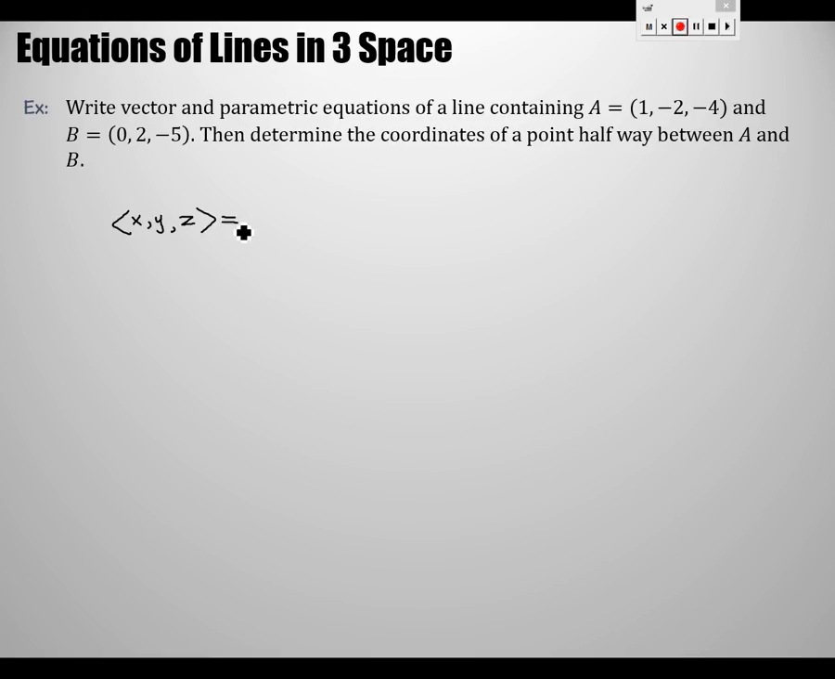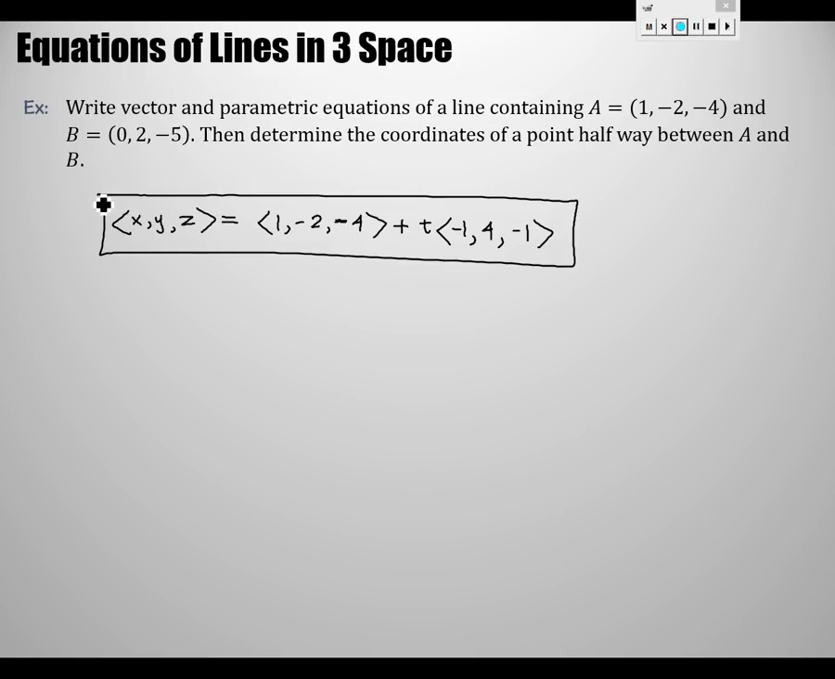So did you use A as the position vector? Zero minus one is negative one. Two minus negative two is four. Negative five minus negative four is negative one. How are we doing? Great. And then how did you find the halfway point?